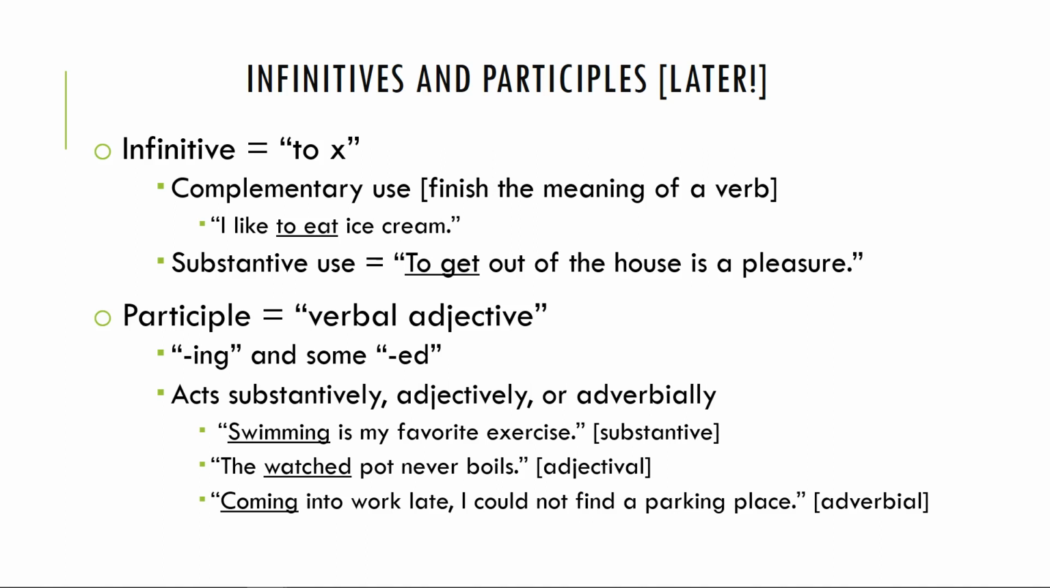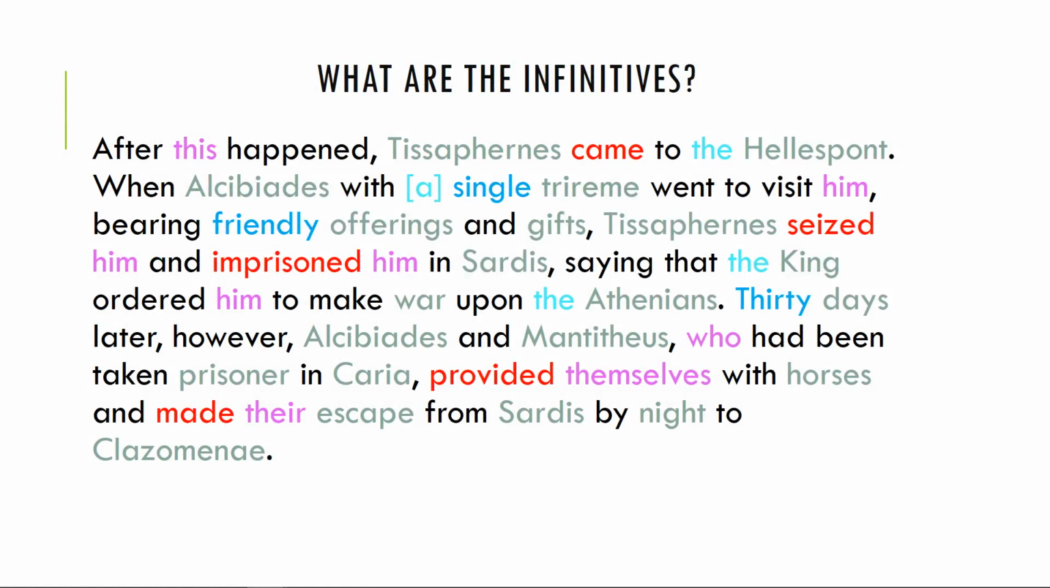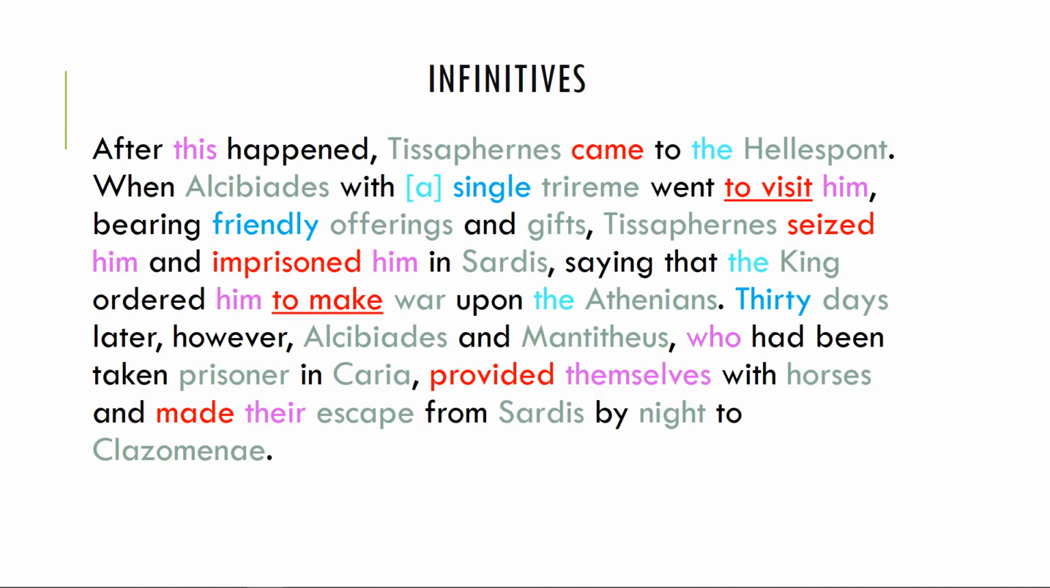These we're going to set aside for now. We'll come back to them, talk about them in much greater detail. But meanwhile, just so you understand what we're talking about, what are the infinitives in this passage? To visit and to make. Those are the only infinitives we have in this passage. Okay. What are the participles then? Saying and bearing. In both cases, the participles here are acting as a lazy way to make a subordinate clause. All right, so much more on these later.